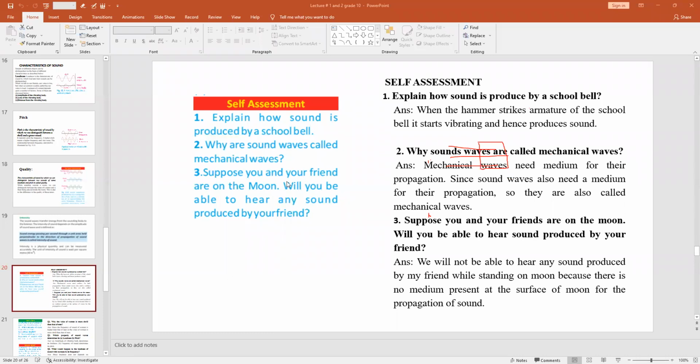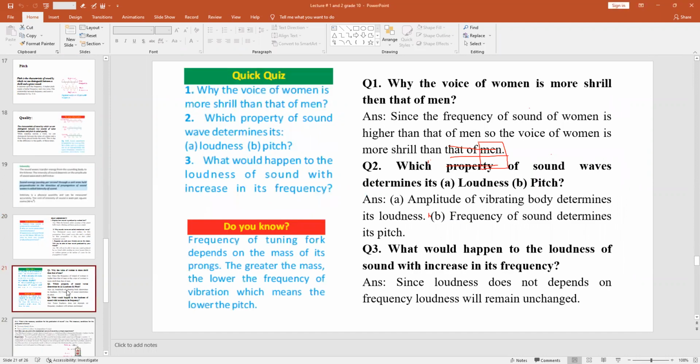The third question is, suppose you and your friends are on the moon. Will you be able to hear any sound produced by your friends? We will not be able to hear any sound produced by our friends while standing on the moon, because there is no medium present at the surface of the moon for the propagation of sound. There is a vacuum, there is no medium. So in that place, we cannot hear any sound, right? So girls, you have to do all these questions in your notebook.